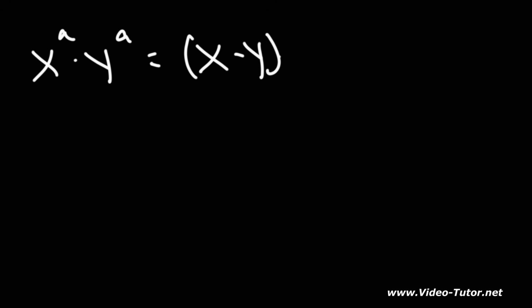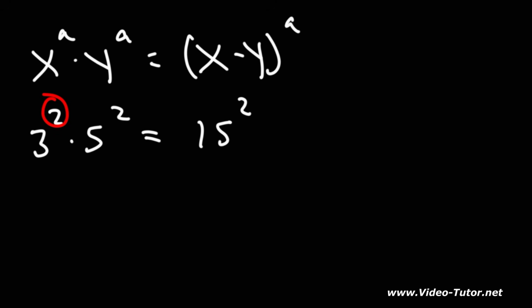Now the fourth rule we're going to consider is when you're multiplying numbers with different bases but the same exponent. So x to the a times y to the a is x times y raised to the a. So let's say if you have 3 squared times 5 squared. This will be 3 times 5 is 15, so 15 squared. You can multiply the bases when the exponents remain the same.